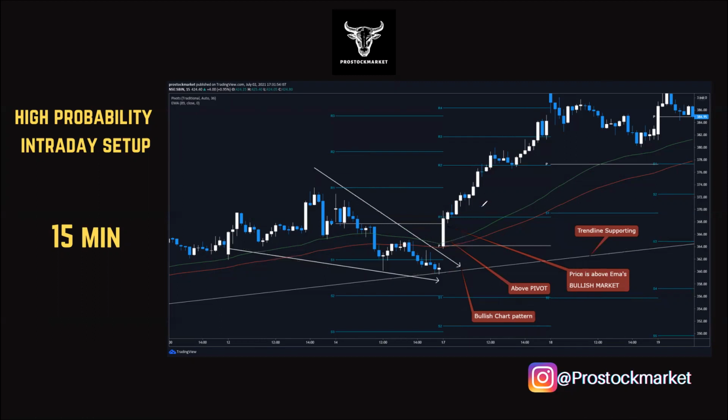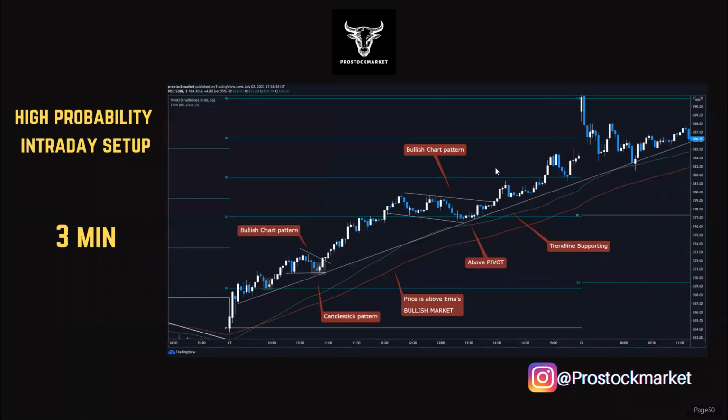Now what you do is go for the 3 minutes time frame. This is where you will enter the market. Here this is where the chart pattern was there in 15 minutes and 1 hour. Now this is the 3 minutes time frame. Price opened here and slowly went up above there, and now you're looking for smaller chart patterns. Smaller bullish chart patterns, smaller candlestick patterns, and small trend lines.